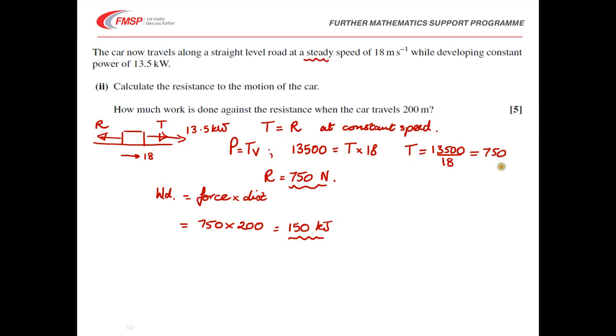Little allocation of marks note there. Using the power to get our tractive force gives you an M mark. Knowing that R is equal to T at constant speed gives you an E mark. And calculating that value of the resistances gives you an A mark. Knowing that work done is force times distance moved is an M1, and you get a final F1 mark. That's following on from your answer to the first bit of the question for giving the correct answer at the end there.